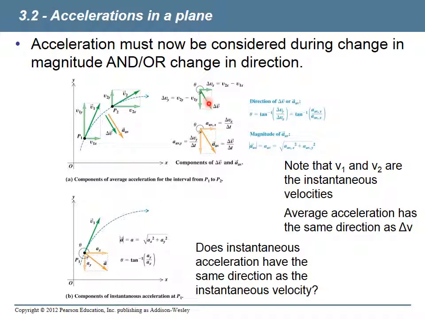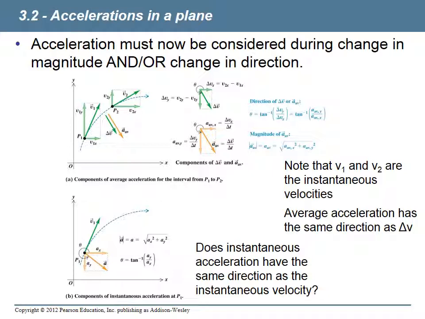We have the delta V is this vector right here. Now the average acceleration is simply delta V divided by delta T. So average acceleration in x is just the change in velocity in x divided by the time. The average acceleration in y is the change in velocity in y divided by the time. So this is your average x acceleration, this is your average y acceleration.